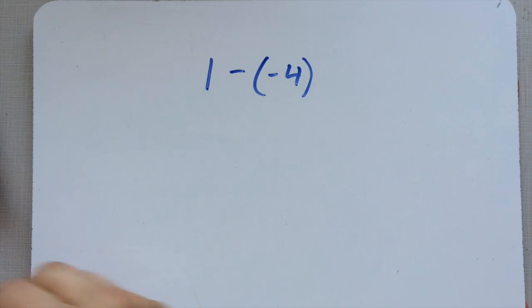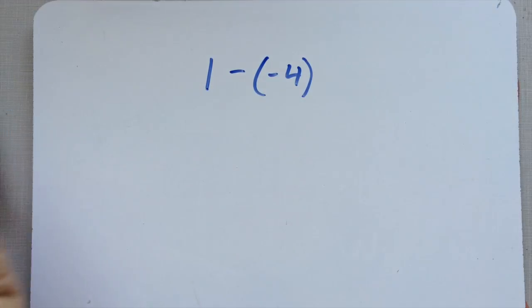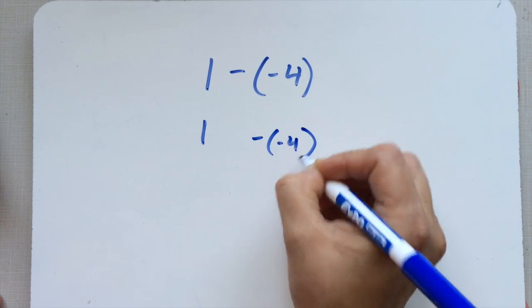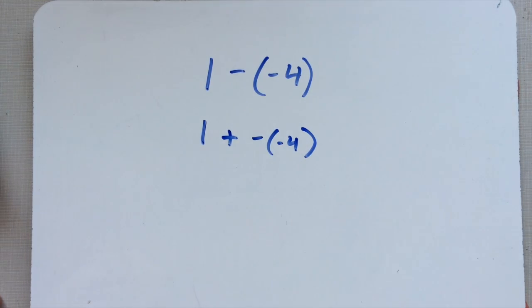All right, this is one a lot of students have trouble with. 1 minus a negative 4. Now I said we don't want to leave that minus in there, right? So whenever we have a minus, we're going to push it over. We're going to push everything over. The 1 stays, everything else moves over, and we put a plus in front. And look at that! We made a negative 4.